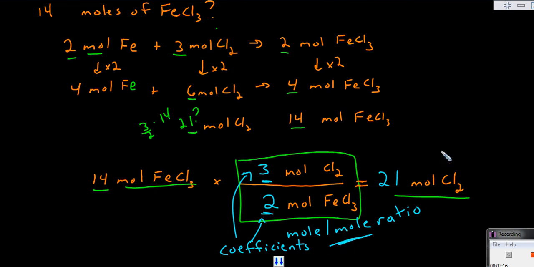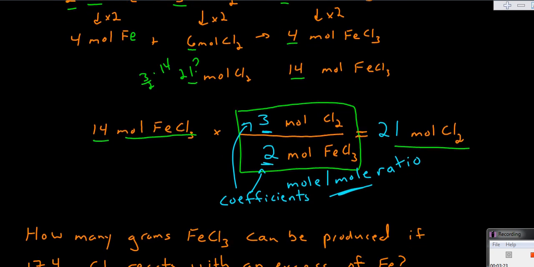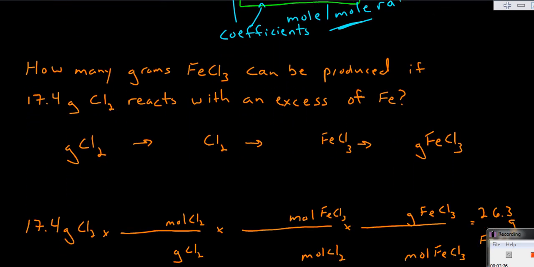Now, this is a fairly simple problem, but you'll deal with much more complex problems, for example, where you have to go from grams of something into grams of some other compound. For example, in the question, how many grams of iron(III) chloride can be produced if 17.4 grams of chlorine react with an excess of the other reactant, iron? So you're given the grams of chlorine, and you want to find the grams of this different compound. How can you convert between one type of compound and a different compound?